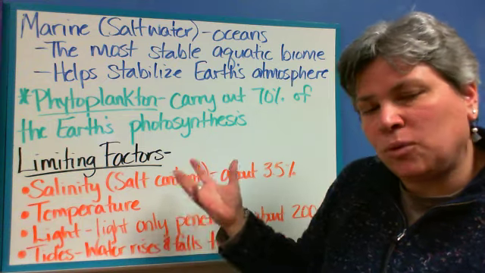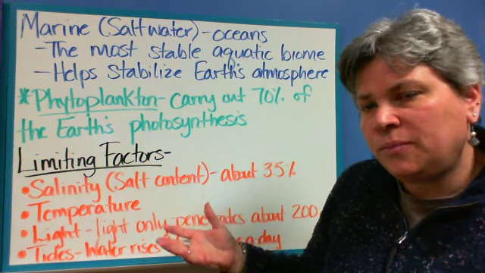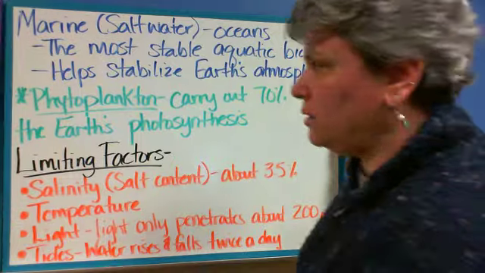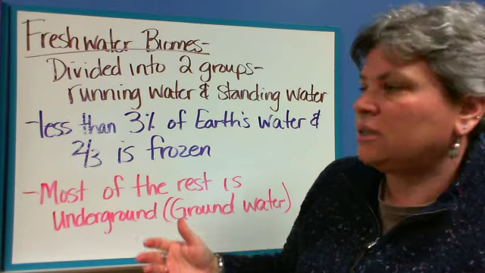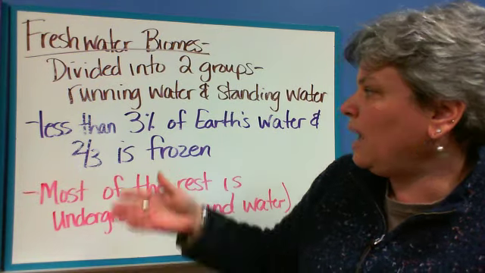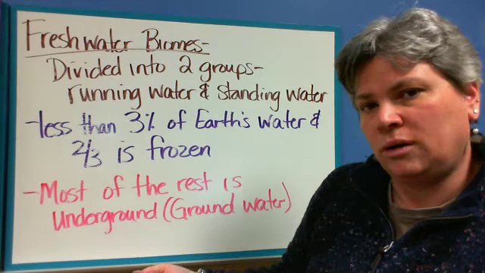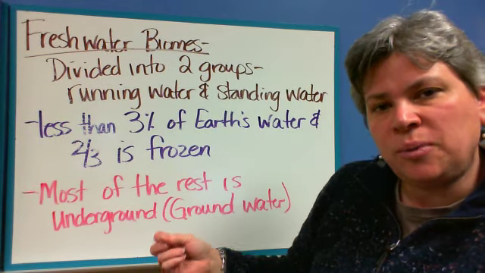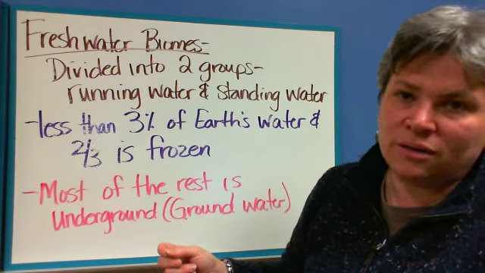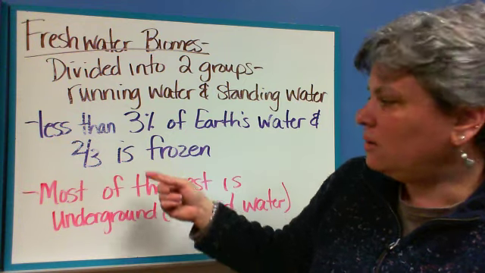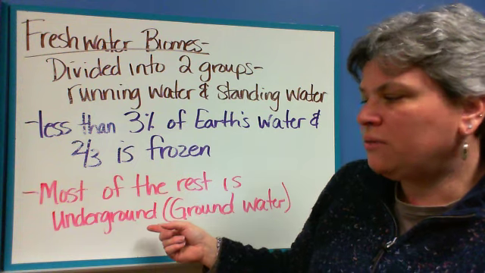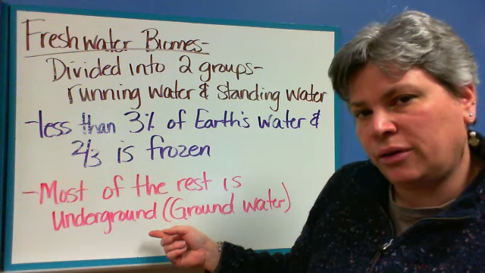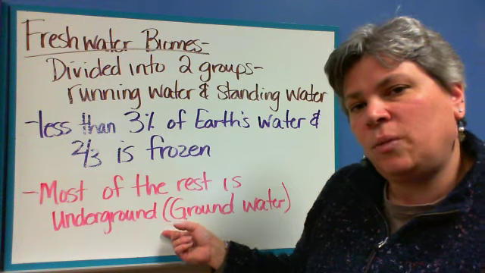So now we've looked at the marine, or the saltwater biome, and the last one that's left is the freshwater. The freshwater biomes, the freshwater ecosystem, is divided into two groups. We have the running water and the standing water. Less than 3% of the Earth's water is fresh water, and 2/3 of that is frozen. Most of the rest of the water, so the other third, is underground as what we call groundwater.